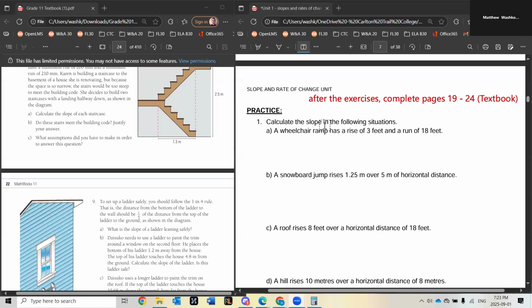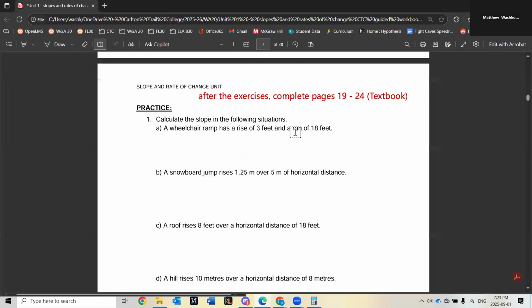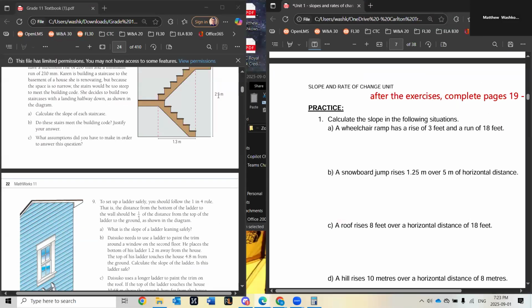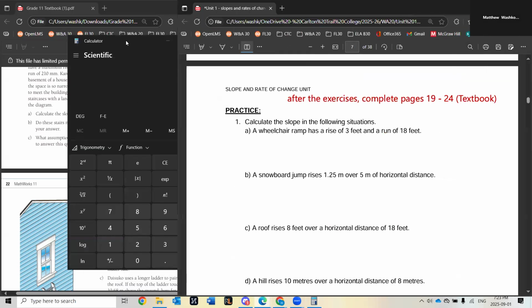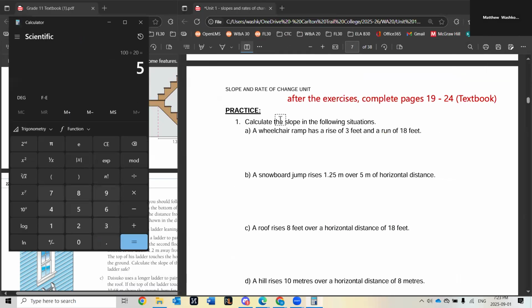Okay, and we're back. So these are the practice questions here. I'm going to make this bigger so I can go through it, but not full screen because I want my calculator. All right, so we want to calculate the slope in the following situation.